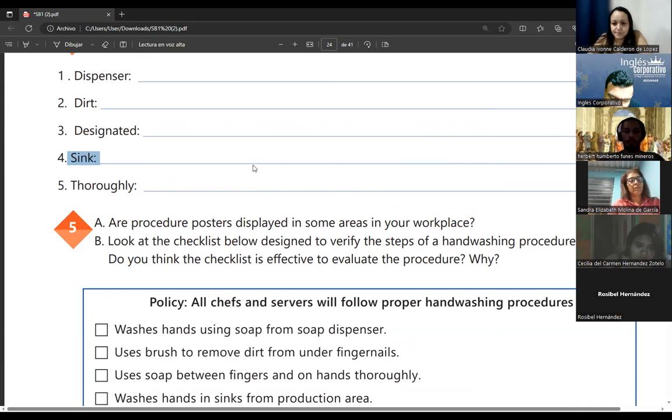All right. Let me see. And the last one, who has a sentence with the last word? I don't know if it's correct, but the chef supervised strongly all the auxiliary chefs. All right, good. Excellent, Miss Sandra.